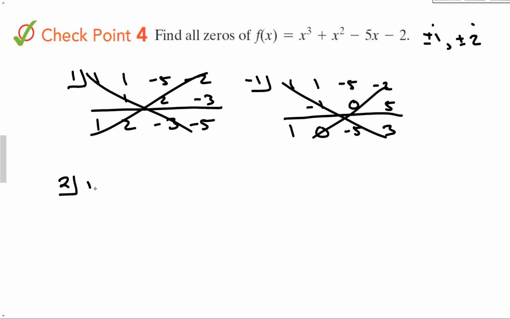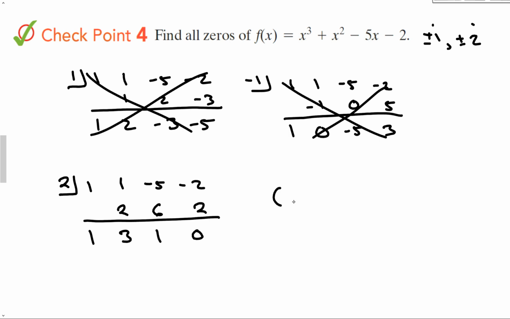So we got 1, 1, negative 5, negative 2. Bring down the 1, 2. That's a 3. That's a 6. That becomes a positive 1, which turns into a positive 2. And there's my first factor. So we have x minus 2 times x squared plus 3x plus 1.